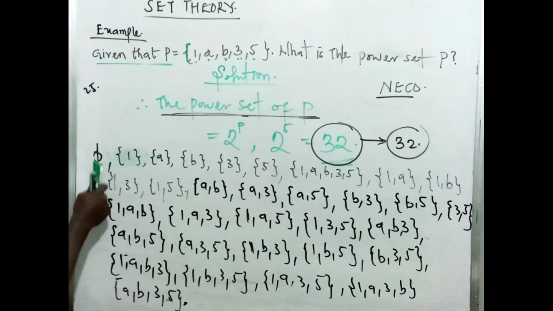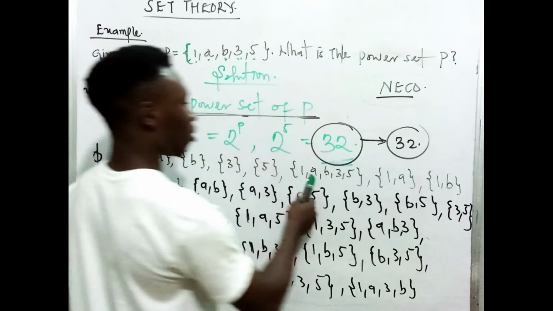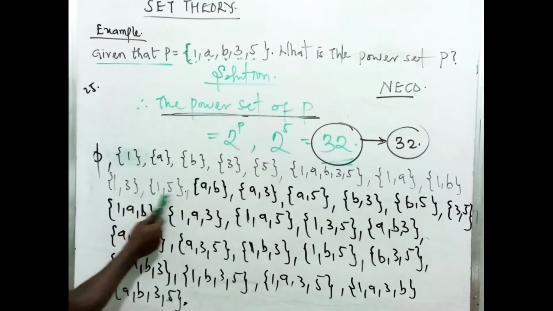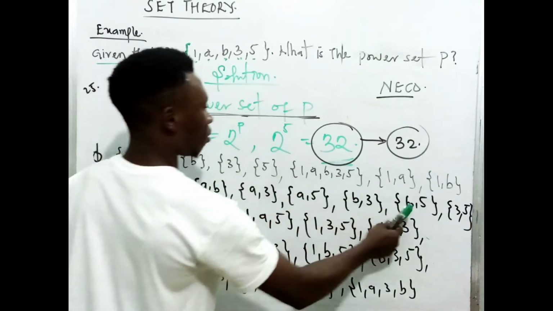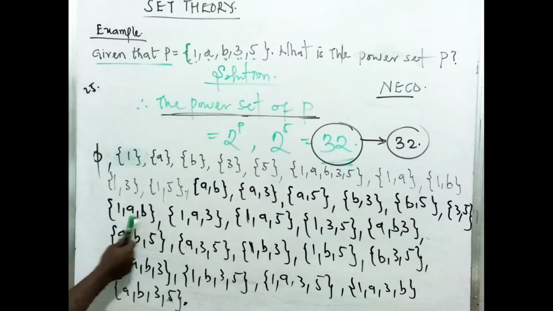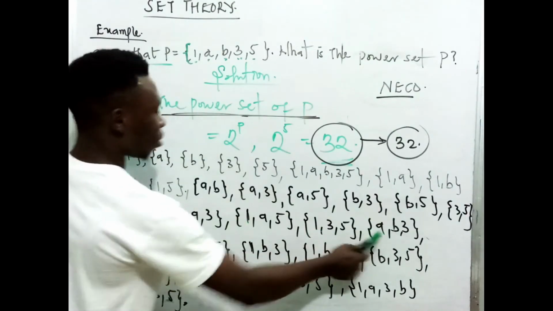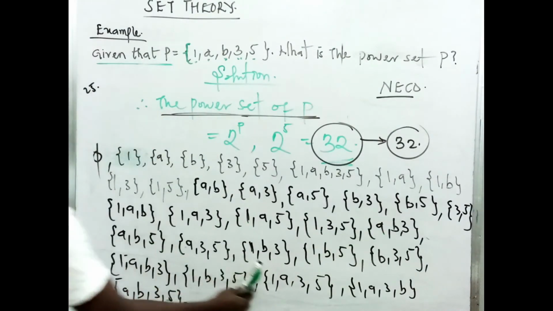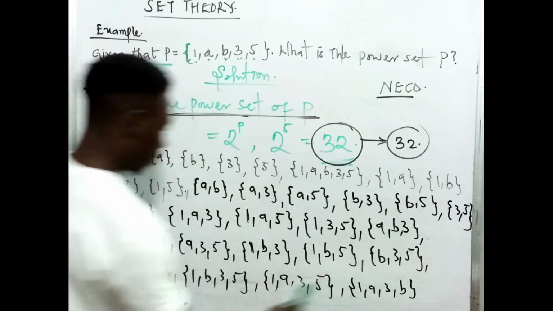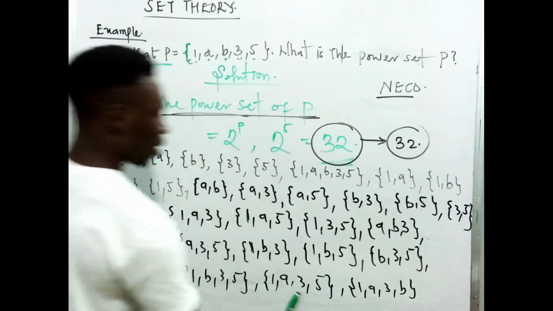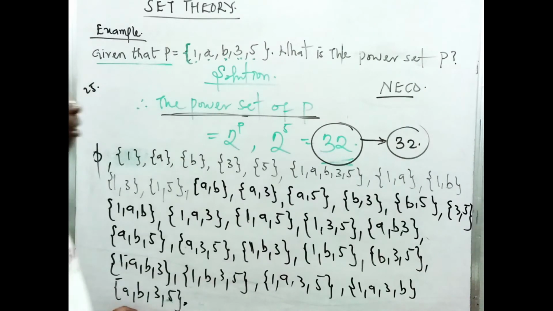Let's count them. 1, 2, 3, 4, 5, 6, 7, 8, 9, 10, 11, 12, 13, 14, 15, 16, 17, 18, 19, 20, 21, 22, 23, 24, 25, 26, 27, 28, 29, 30, 31, and 32. So we've been able to see the 32 possible subsets that could come under this power set of P.